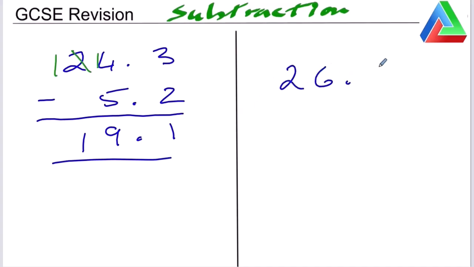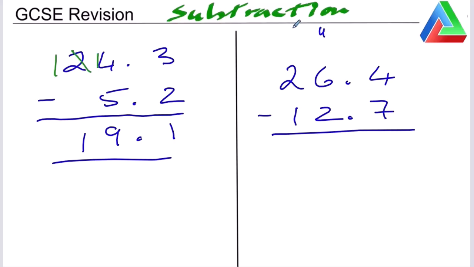Next one, 26.4 subtract 12.7. Line up the decimal points. And then if we just label these, we've got the tens and units in this column, and then the tenths column. So we've got 4 tenths take away 7 tenths. We can't do it. We go to the units. We take one of the units, and we make this 14 tenths. 14 subtract 7 is 7. Put the point in. 5 subtract 2 is 3, and 2 subtract 1 is 1. 13.7. Easy as pie.